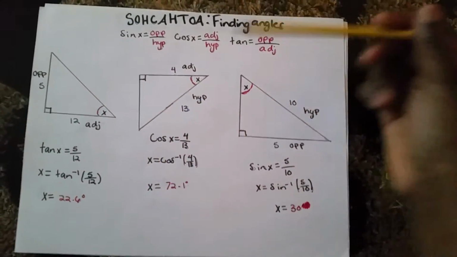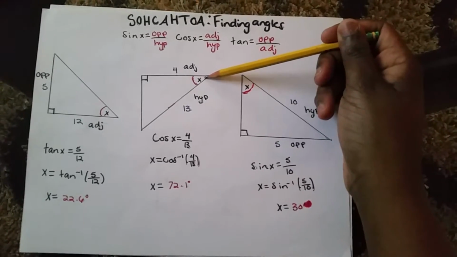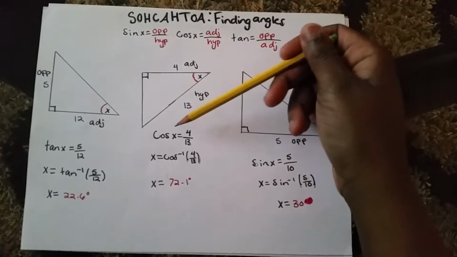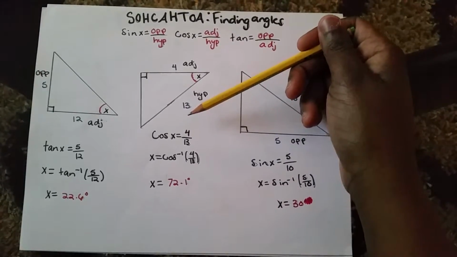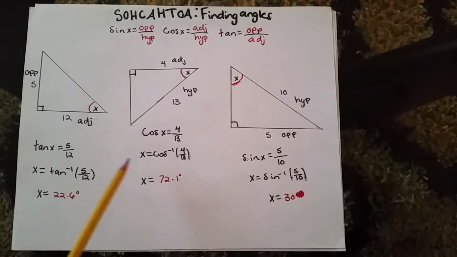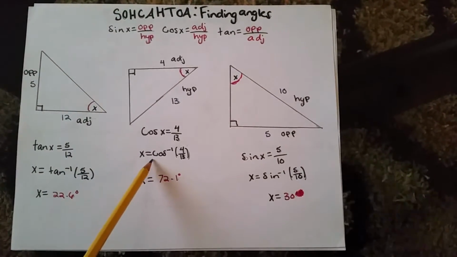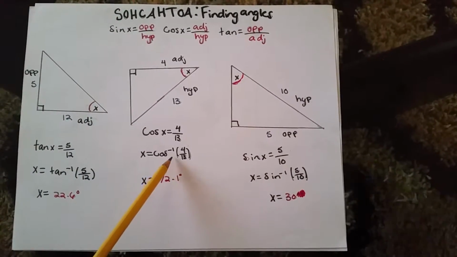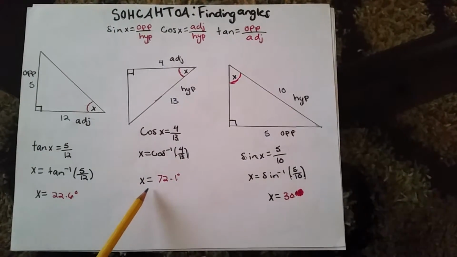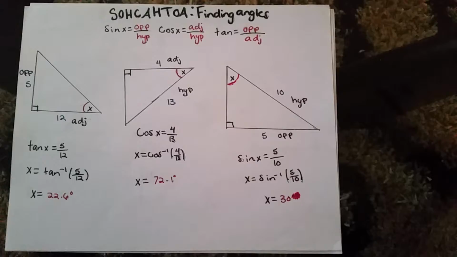Now in this equation, you're given the adjacent and the hypotenuse. So you do cosine of x equals 4 over 13, and then x equals cosine inverse 4 over 13, and you should get x equals 72.1.